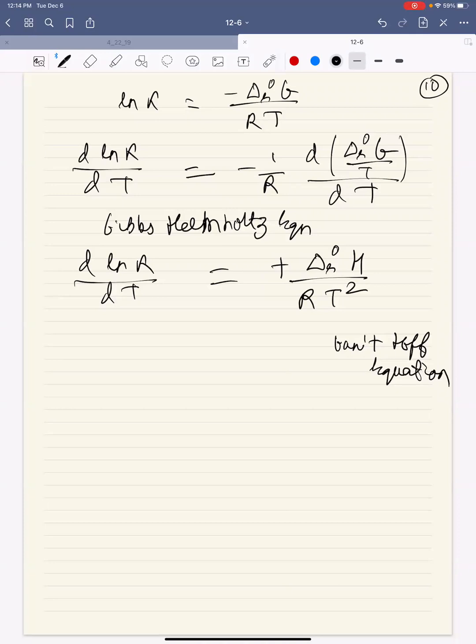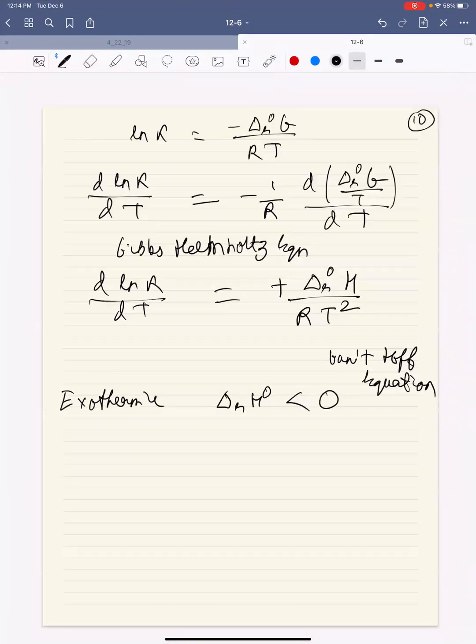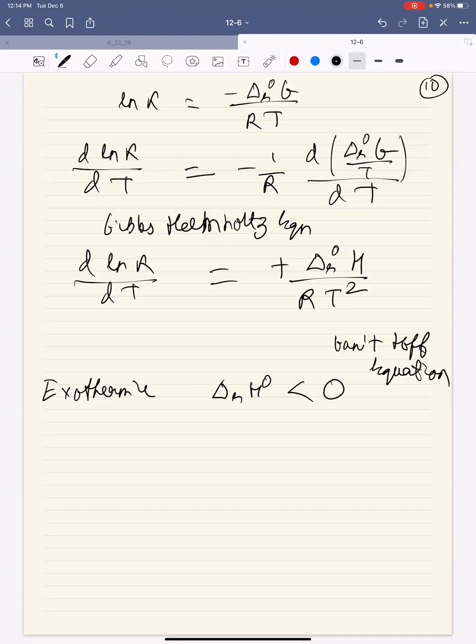So d ln K by dT is equal to plus delta R naught H by RT squared. So this is really powerful. Why? We all have seen the terms exothermic and endothermic, right? We know exothermic reactions and endothermic reactions. For an exothermic reaction, delta R H naught is negative. Okay, that's how we define it. For an endothermic reaction, delta R naught H is positive.